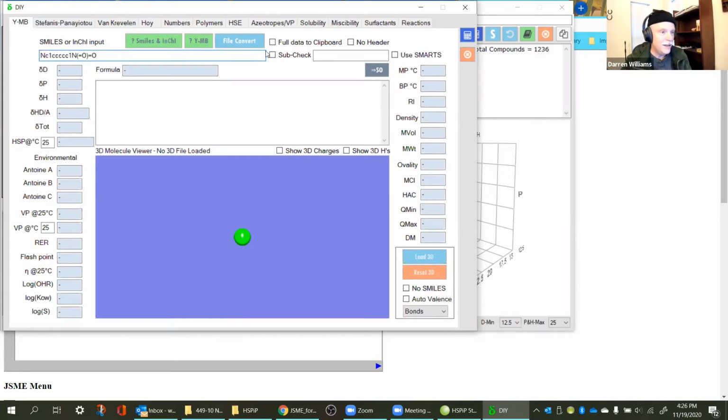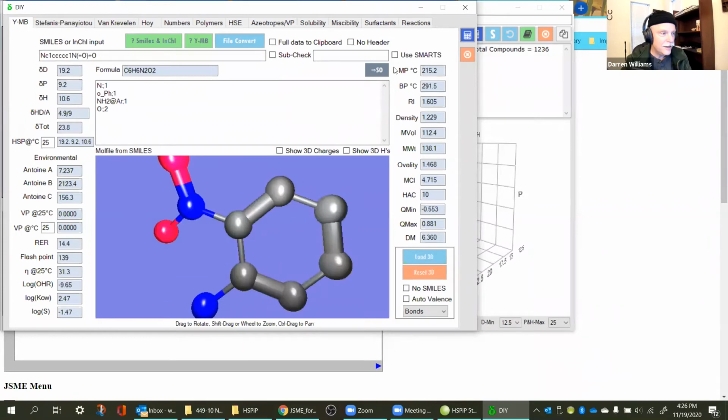Yeah. And so then you come over here and you hit, there used to be a little calculator button. Yeah, here it is, calculator. Okay. Chug, chug, chug. All right, it tells us the groups that it used. It has a primary amine group, a phenyl group, an NH2 on an aromatic group, and a couple of oxygens. So that's the group categories that the software used. And it gives us the D, P, and H values right there.